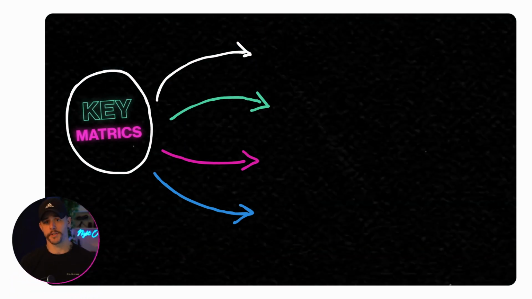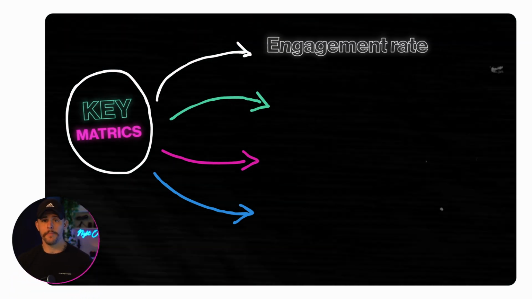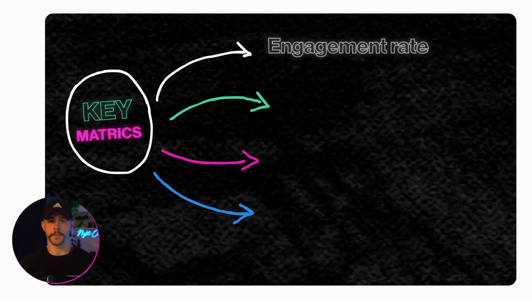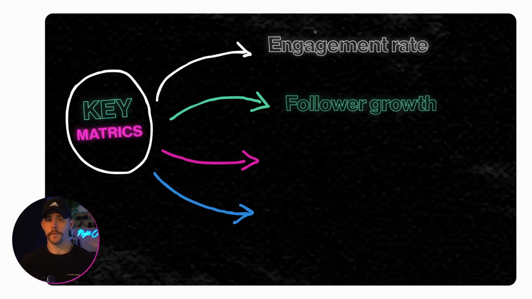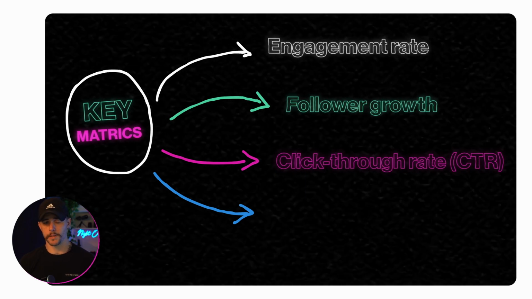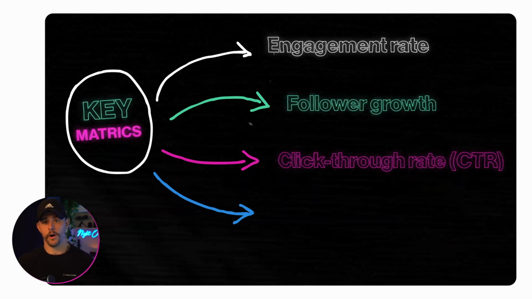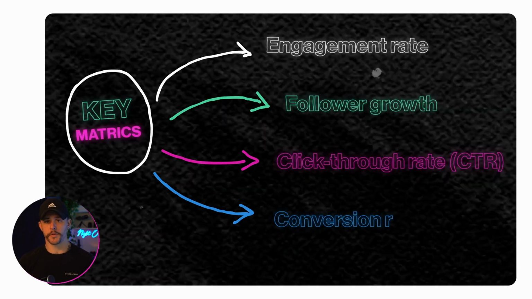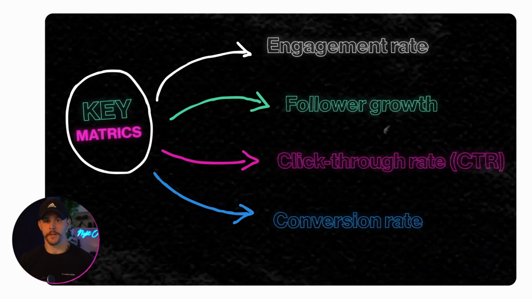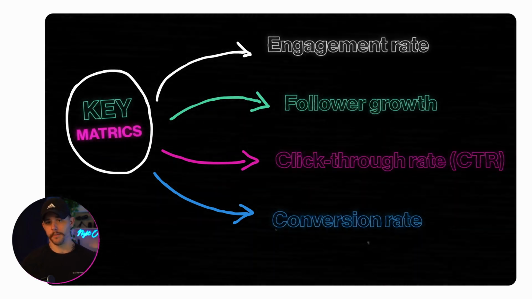Start by tracking metrics like engagement rate. How many people are liking, commenting, and sharing your posts? Follower growth. Are you gaining new followers consistently? Click-through rate, or CTR. Are people clicking on the links in your posts? Conversion rate. How many people are taking action, like signing up for your newsletter or making a purchase?